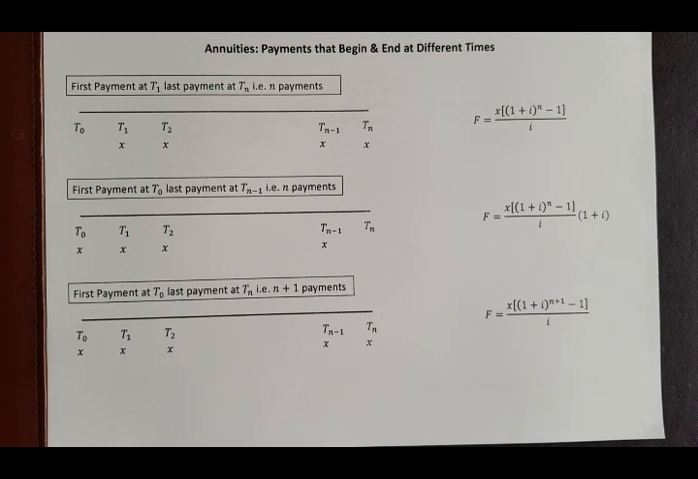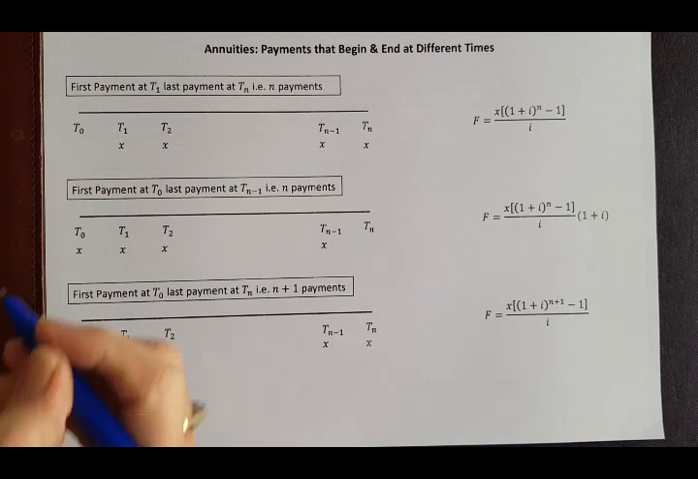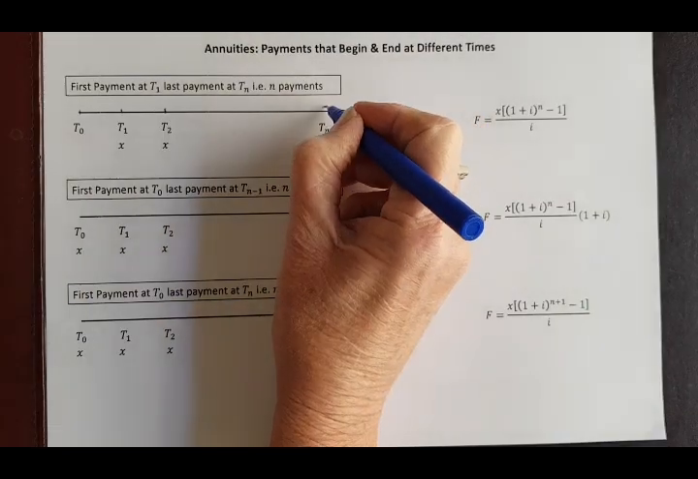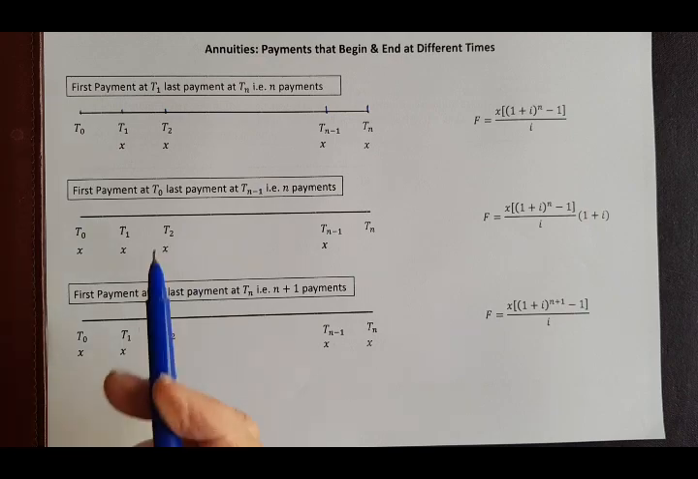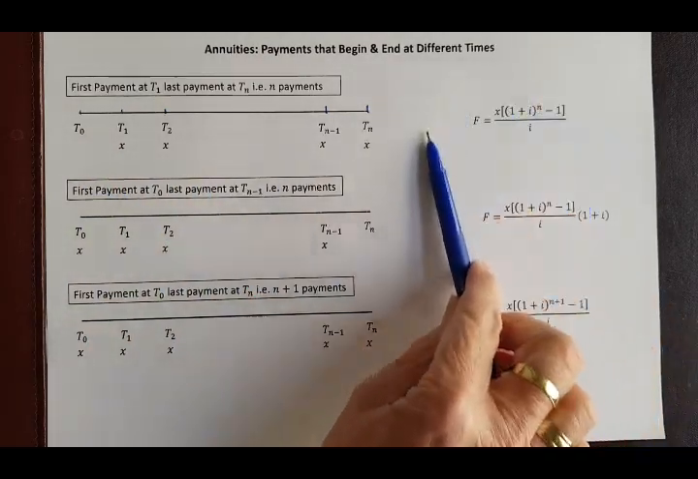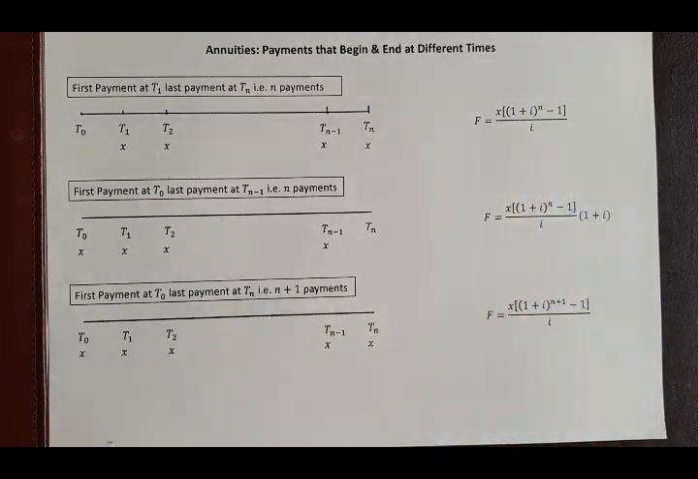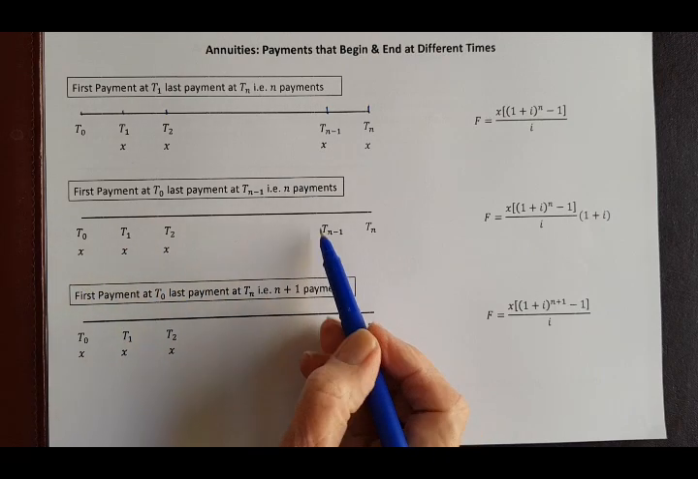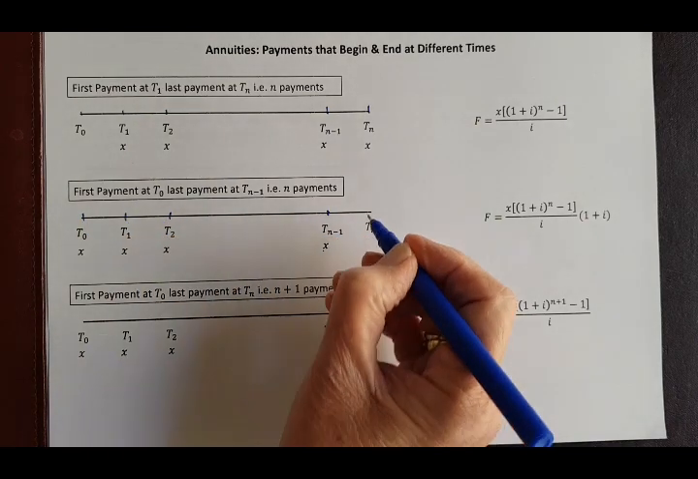In the 7th lesson on finance, we're going to look at annuities that begin and end at different times. The annuity formula that we developed in the last lesson, you started making your payments at T1, T2, Tn-1, and your last payment was made at Tn. So that was the formula that we derived. Now, what happens if we start payments immediately and stop payments one time period before the annuity is taken out?